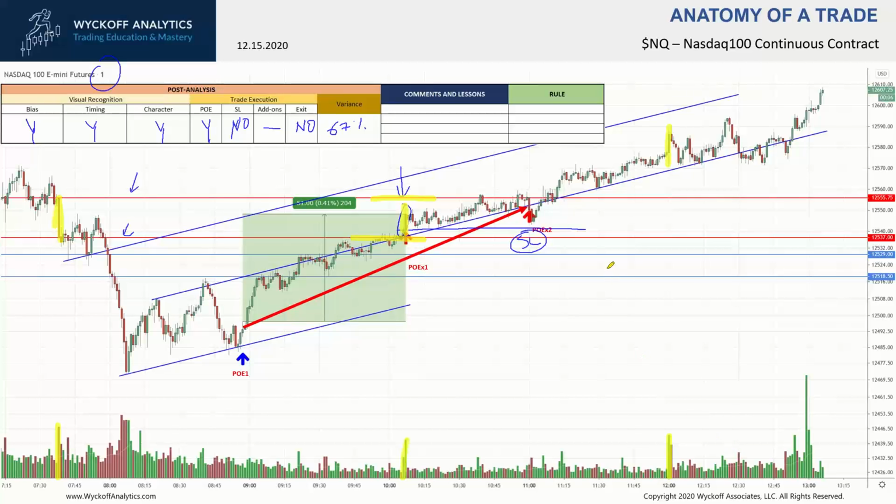Well, let's go, Franz, through the post analysis. So bias is correct, timing is correct, character is correct, point of entry correct, stop loss, I'm going to say no. Why? Because the stop loss movement was not correct. And on the exit, I'm just going to say no as well. Well, because you got one of them right, I give you a 50-50 on the exit. Okay, I already calculated the variance, so I don't want to calculate it again. So let's just go with that. You're messing up the curve here, Roman. That's okay. So 67%.